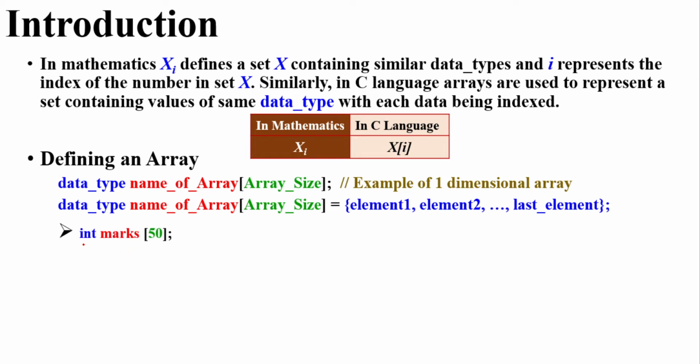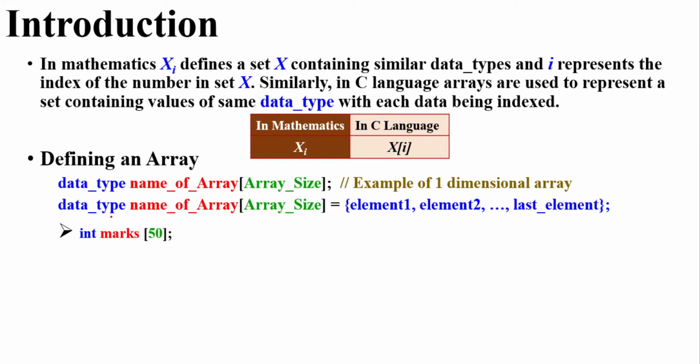For example, here int marks[50]. It means marks is the name of the variable, int is the data type. So all the elements inside marks will be of integer data type. So we should not enter characters or long or any other data type into this particular array. And how many values can we enter? 50. So 50 elements can be entered into variable marks, and all those 50 elements should be of data type integer.